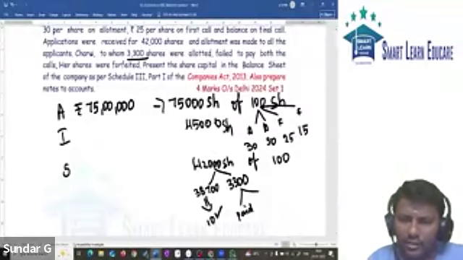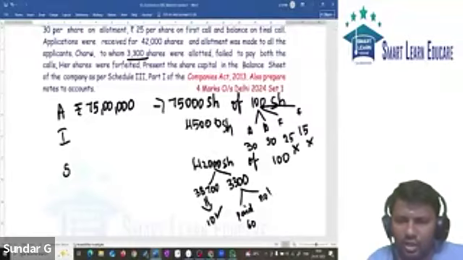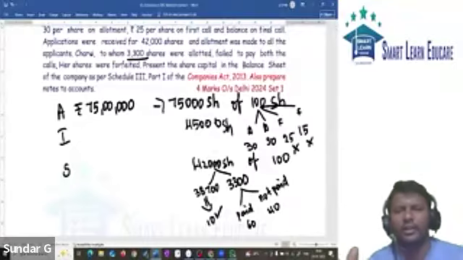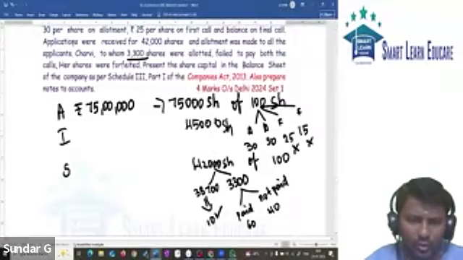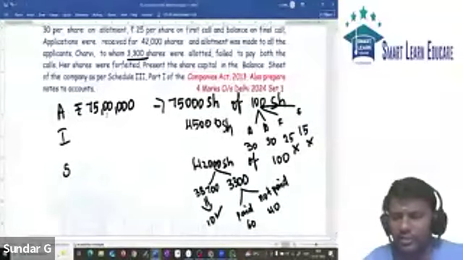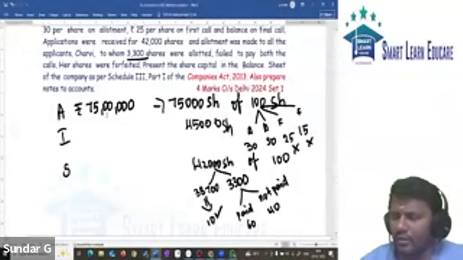Both calls, meaning first call also not paid, final call also not paid. What is paid in application and allotment? 60 is paid. What is not paid? 40 is not paid. These are the consolidated information. In the question, all the information we have consolidated and just written it.